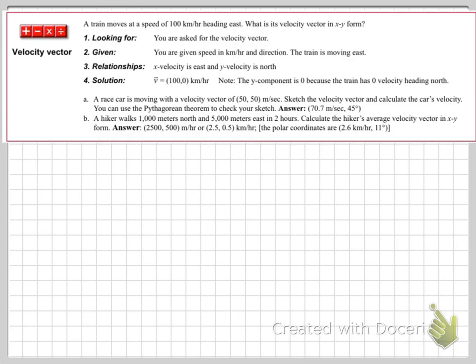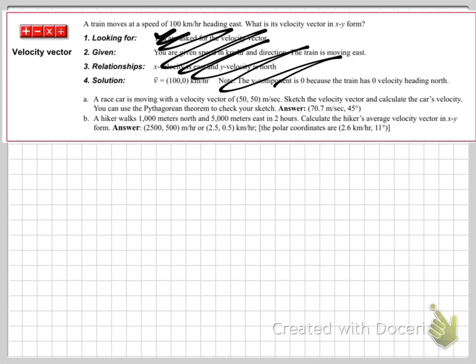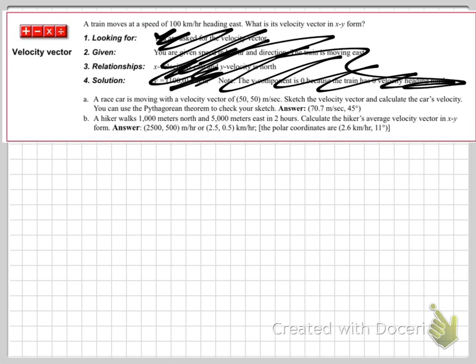Okay, so let me just scribble some of that out. Okay, so we have a train right here. The train moves at a speed of 100 kilometers per hour heading east. We want to write its velocity vector in xy form.